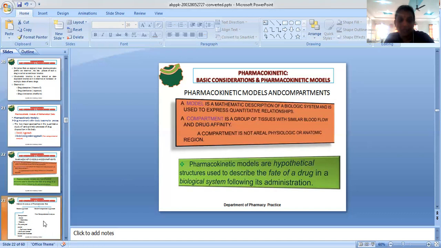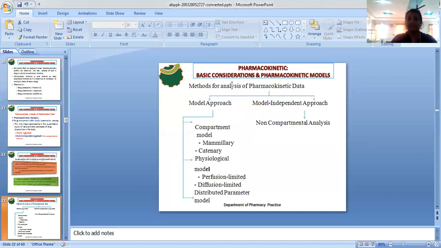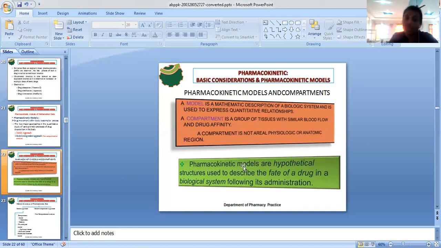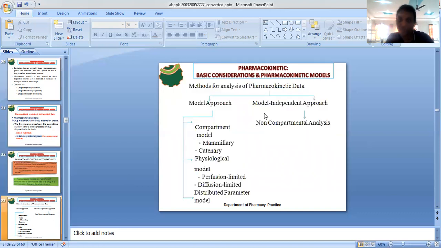Pharmacokinetic models can be explained under different types. Methods of analysis of the pharmacokinetic data. Simply put, the pharmacokinetic models are useful for the analysis of the pharmacokinetic data. These are the different pharmacokinetic models that can be used in the analysis of the drug disposition process in the body.